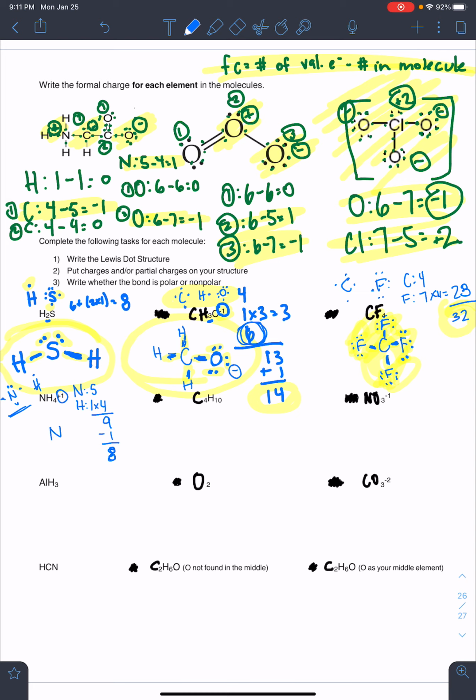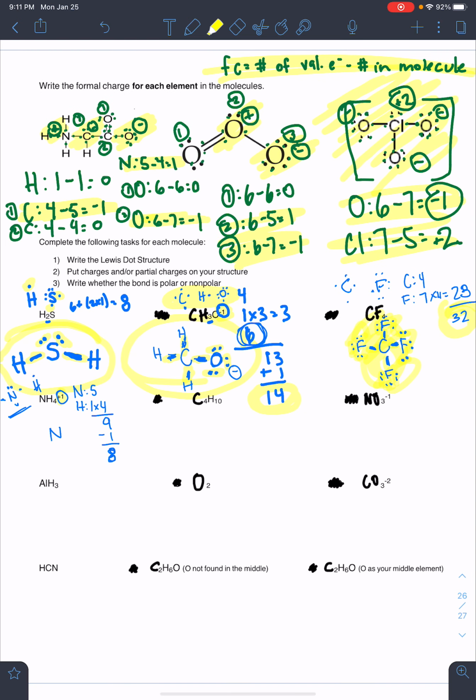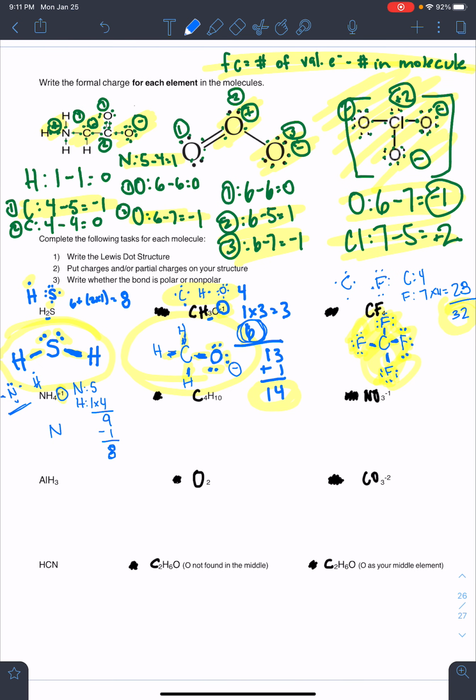Now, we know it has a plus charge here, so we know that something's not going to be bonded to the amount we think it would be bonded. So let's start with bonding our N to 4 different H's. Alright, so we have our N bonded to 4 different H's. You'll notice N has 2, 4, 6, 8 electrons around it, so it's good.